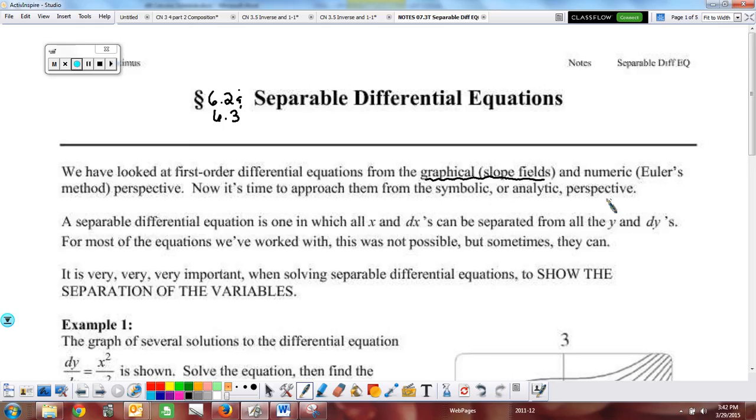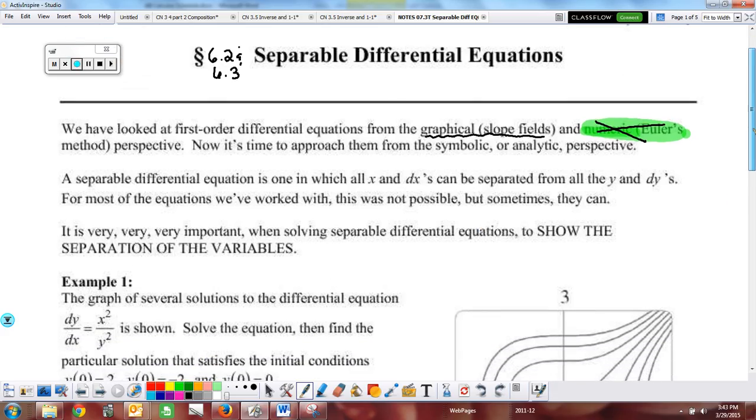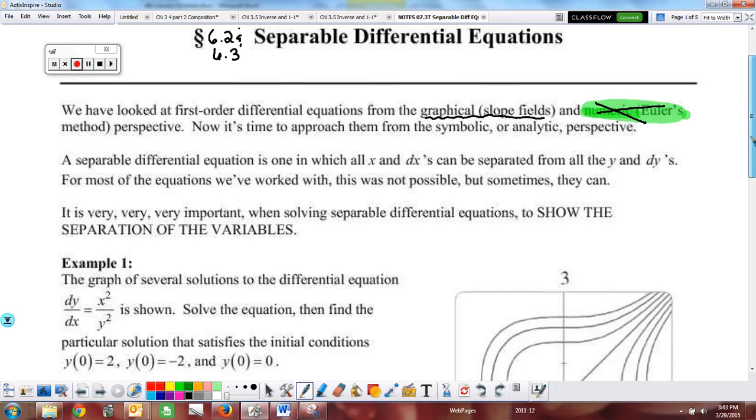All right, this part over here where it talks about Euler's method, just as a comment, in the AP class, this is not something that you need to concern yourself with. That is not on the AP, so we can pretty much take that out as something that we are concerned about. It may be something that we come back and play around with after the AP, but for right now, we're going to skip over that and go straight to separable differential equations.